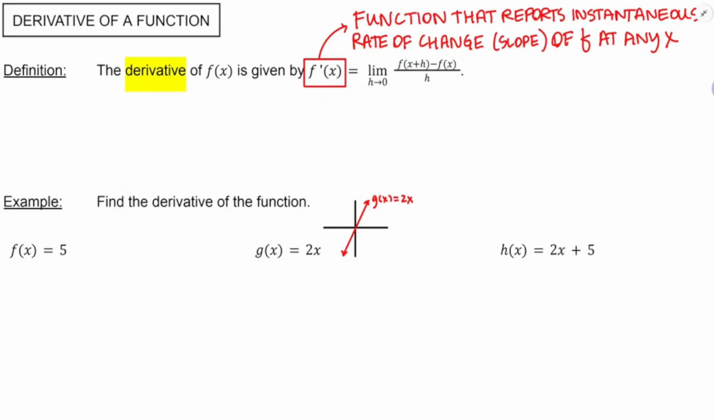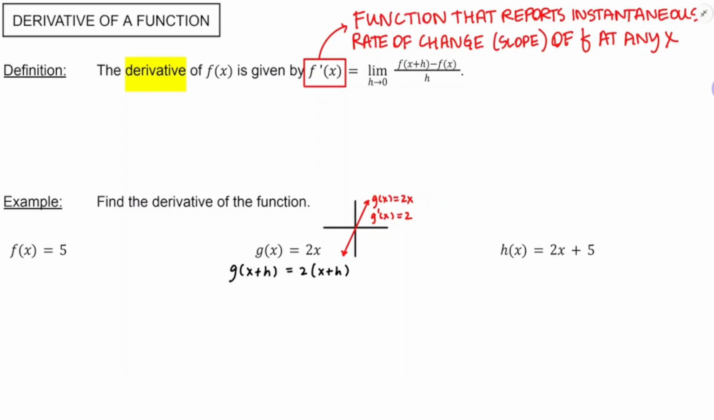So that means that g prime of x, the function that reports the instantaneous rate of change, or the slope of g in this case, at any x, well, that should just always be 2 because that line's slope is unchanging. Okay, so we should be able to apply this process here, this limit of f of x plus h minus f of x all divided by h, and get 2 back. So first we're going to need to find g of x plus h, so we have all of our ingredients.